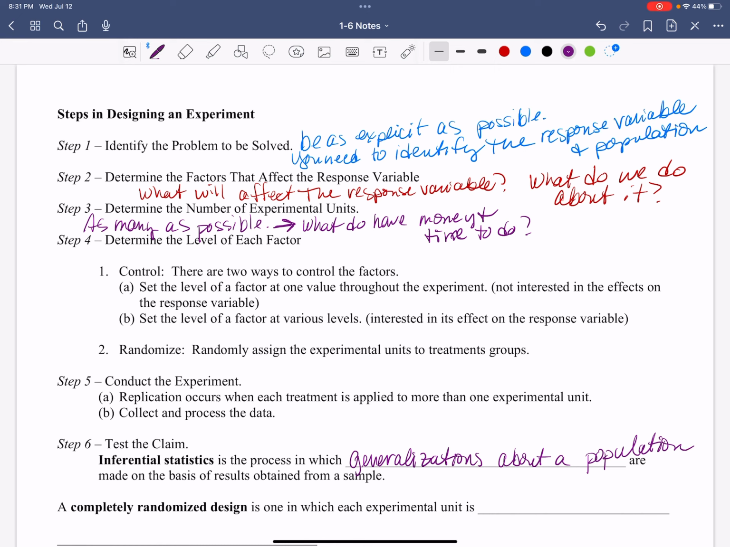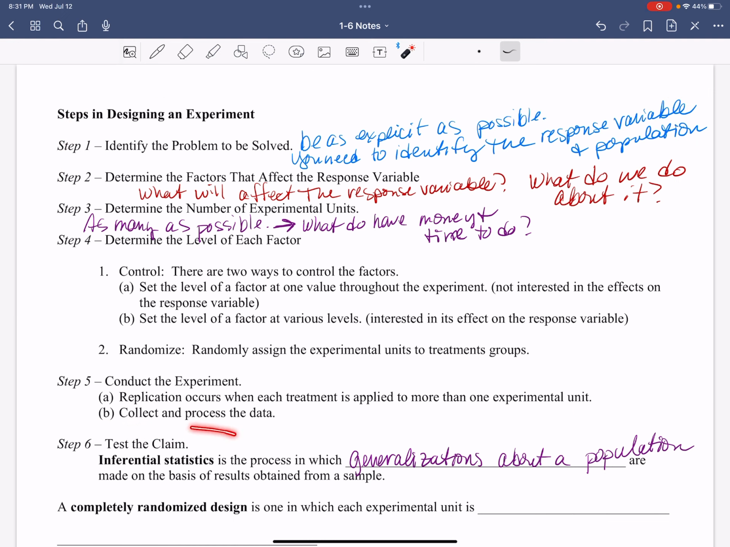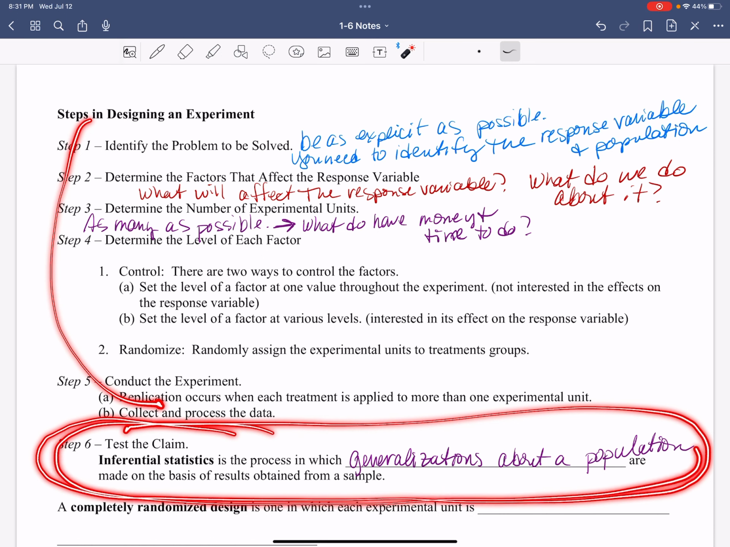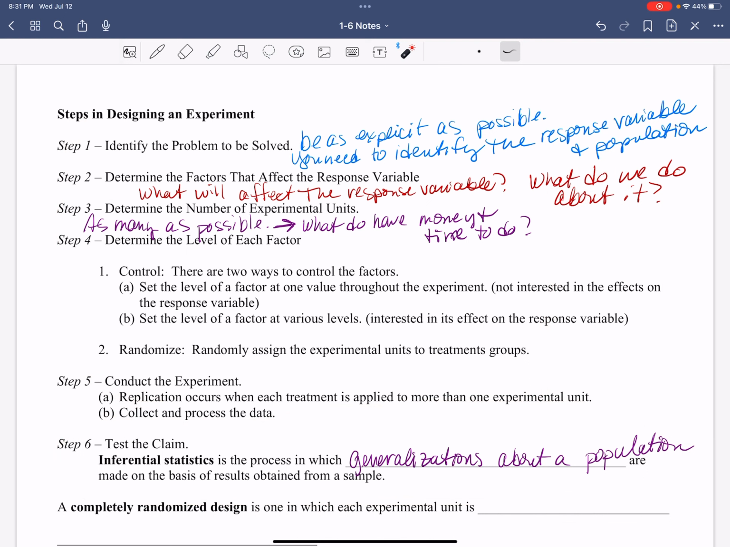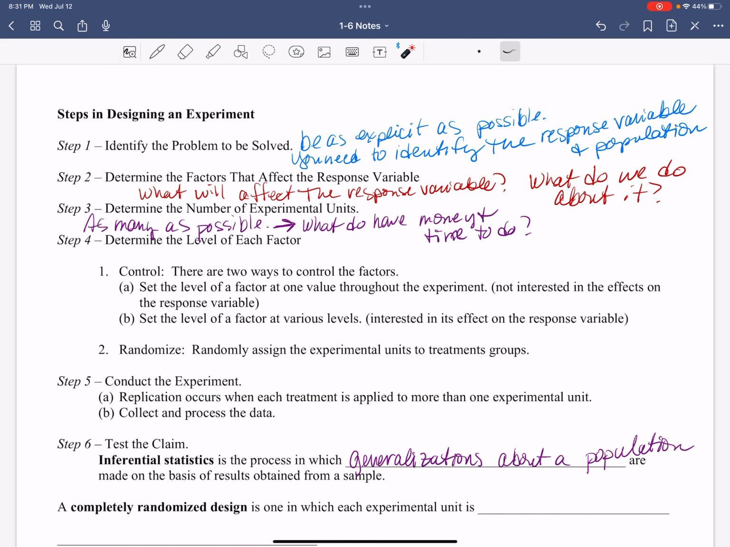So I do all of this work. I do this experiment. I do all of this work. I collect the data on my sample. Then I say, oh, based on this experiment, I'm going to infer what's going to happen to the population, which we determined up here. I just took a sample of it, but now I'm saying based on my experiment, this is how it's going to affect everybody. All right? Those are the steps in designing an experiment. Now, let's look at different kinds here coming up.